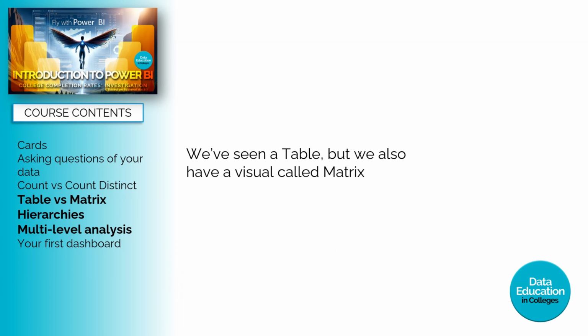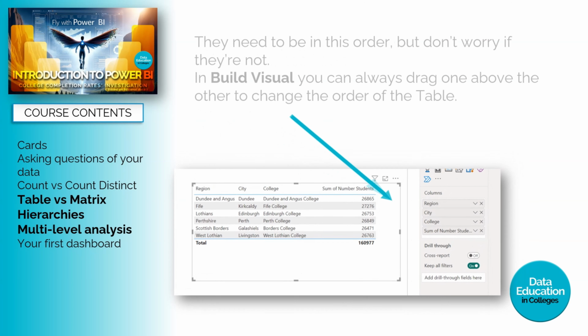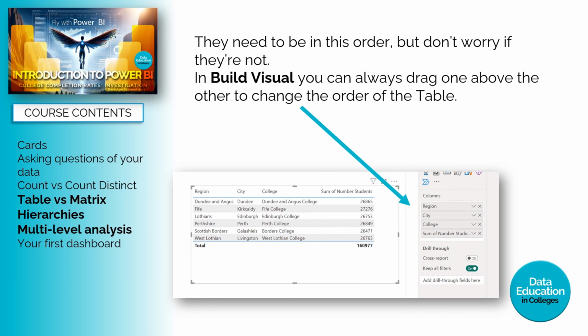So what we'll do is we'll create a table on a new page and region, city, campus, and then number of students. Try and get them in that order. You can always move them around, but we want region at the top, then city, then college, then number of students. As I say, you can always move the fields up and down, and that rearranges your table there.